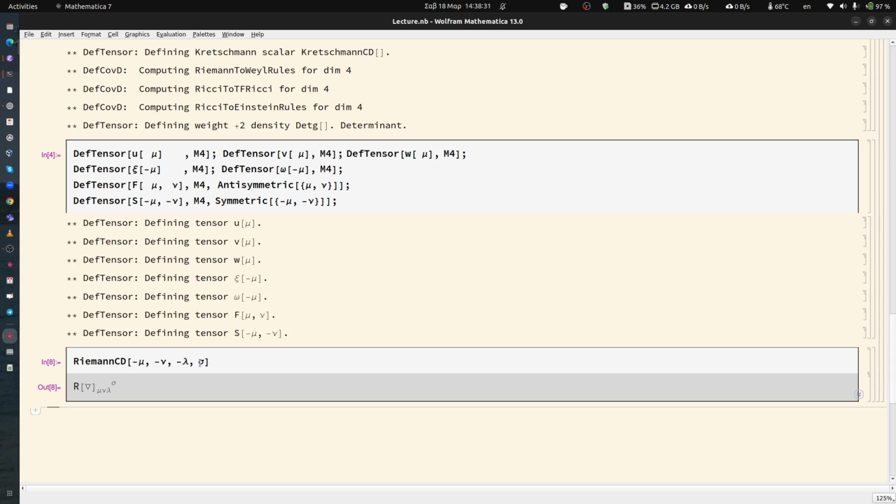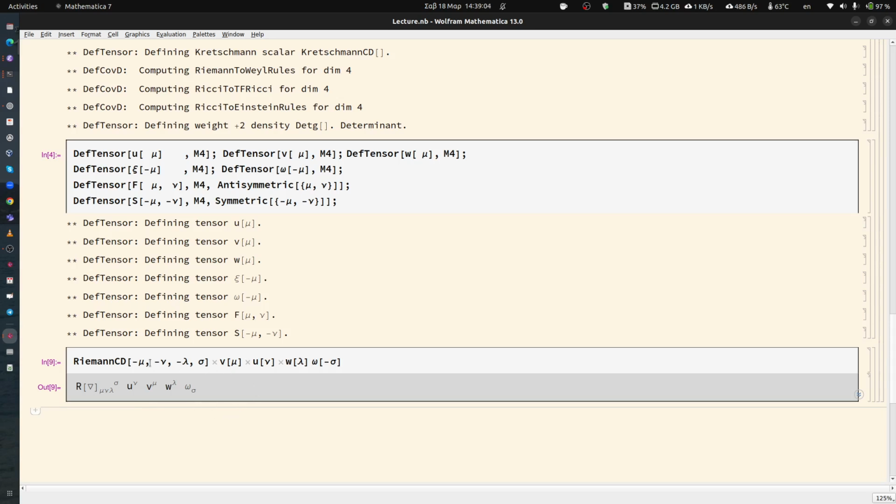So we can use RiemannCD to write down expressions that involve the curvature tensor. So for example, we can contract those indices with those coming from the vectors v, u, w, and the one-form omega, and that will give us this result in this form.